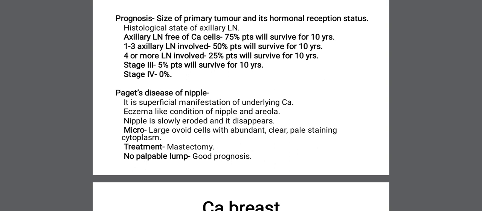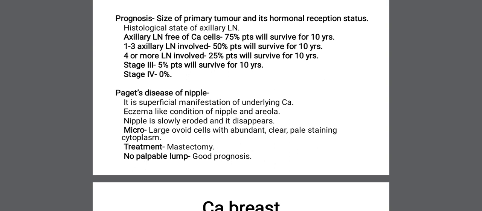Microscopically, there will be large ovoid cells with abundant clear pale staining cytoplasm. Treatment of this disease is mastectomy, and no palpable lump is the good prognosis of the disease. So this is Paget's disease.